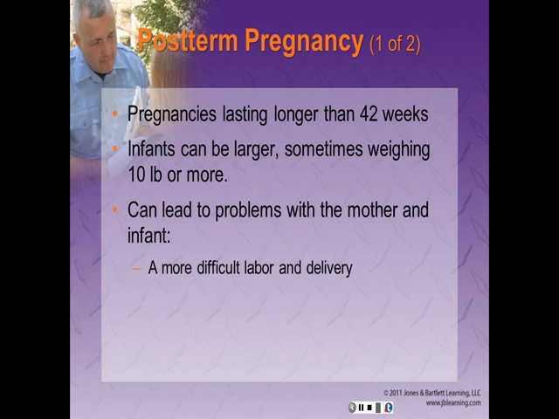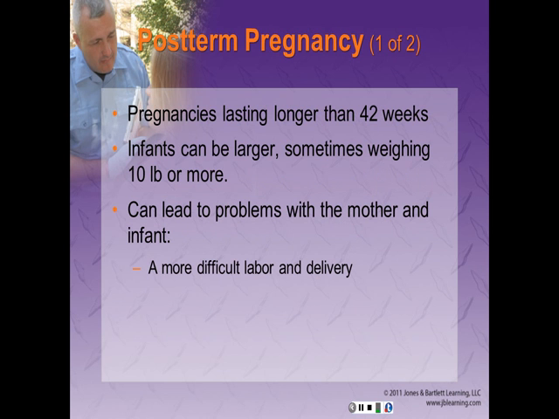Postterm pregnancy. Postterm pregnancy refers to any pregnancy that lasts longer than 42 weeks. This occurs in about 10% of pregnancies, and the patient may or may not know that her pregnancy has lasted more than 42 weeks. The infant can be larger than a typical 40-week infant, sometimes weighing 10 pounds or more, and this condition can lead to problems with mom and baby.